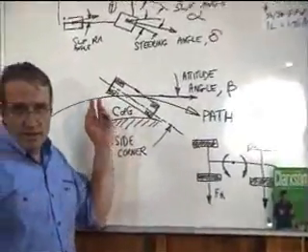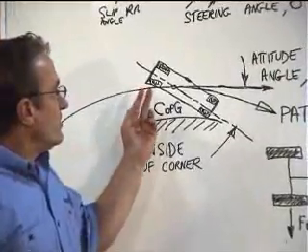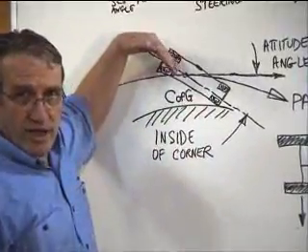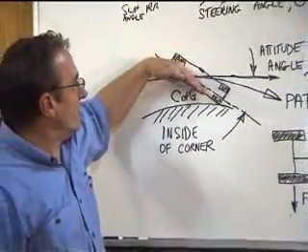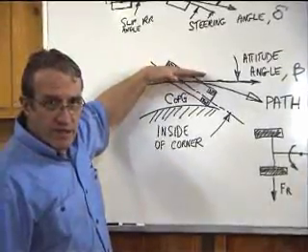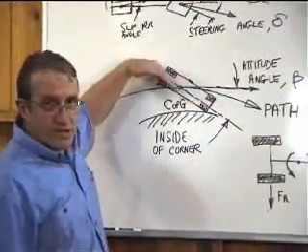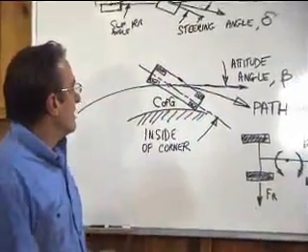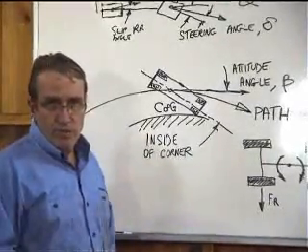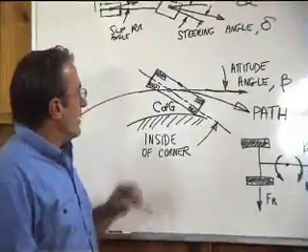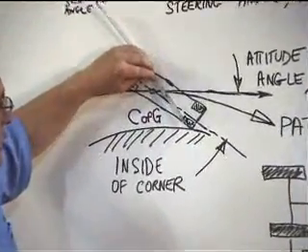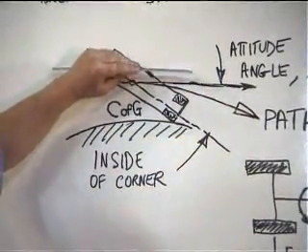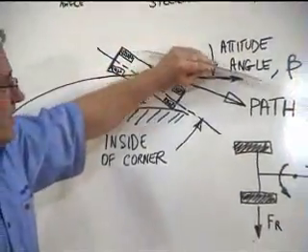So here we have a diagram of the car in the corner, and you can see the path of the car, and yet the car has an attitude angle to the path in which it's travelling. There's the instantaneous direction of the vehicle, and there's the centre line, and this is our attitude angle. What happens if we increase the attitude angle? Then the car would follow a tighter path, and if we decrease the attitude angle, then the car would travel a wider path.